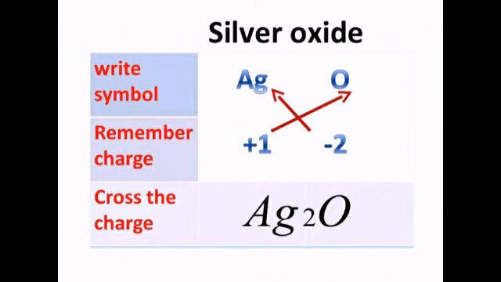Next is silver oxide. Now the symbol of silver is Ag and oxygen is O. Then we have to write the charges. Charge of silver is +1 and charge of oxygen is -2. After writing the charges, we have to follow the crisscross rule. So the charge of oxygen will go to silver and the charge of silver will go to oxygen. So we get Ag2O.